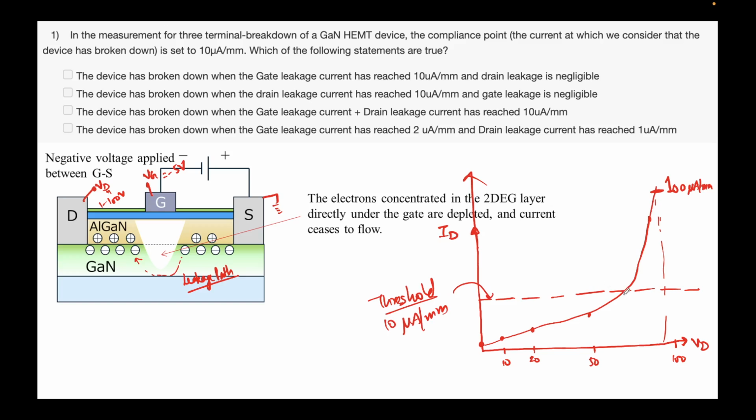Okay, so at what voltage did this device break down? If you see, this is the voltage over here. Let's say this voltage is 70 volts. So I'll say that this device broke down at 70 volts when the gate bias was -5 volts. That's how I'll say it.